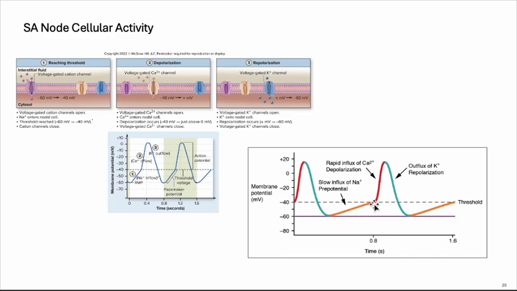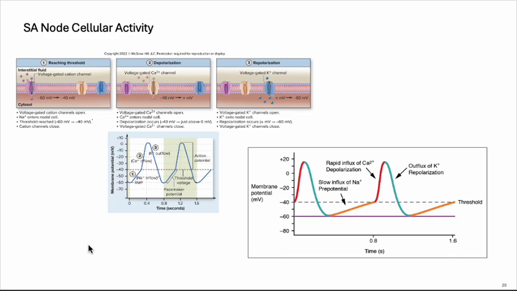You then reach threshold, and then the depolarization phase in our SA nodal cells is essentially all calcium. So you get this massive influx of calcium due to voltage-gated calcium channels opening, and calcium is then rushing into the cell. Whenever calcium is rushing into the cell, it's making the membrane potential of those SA nodal cells increase. So we're continuing to move in the positive direction.